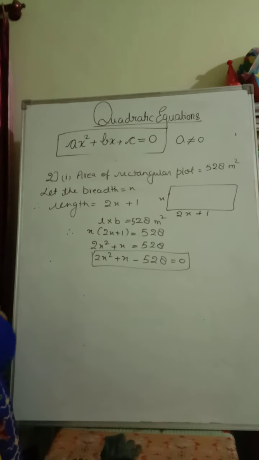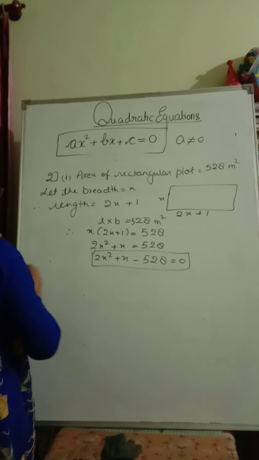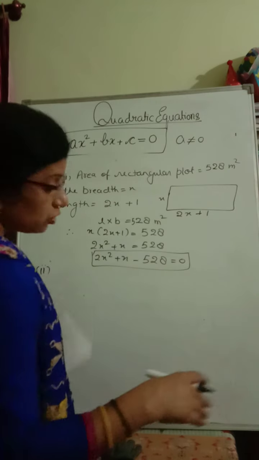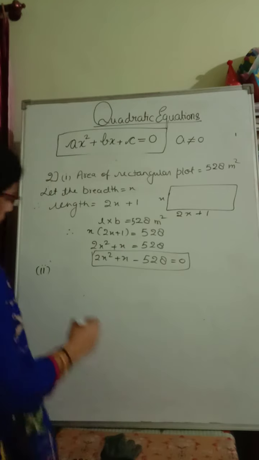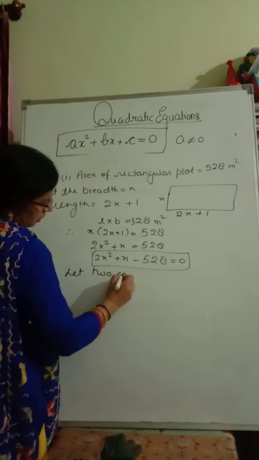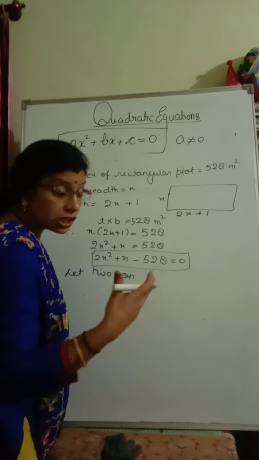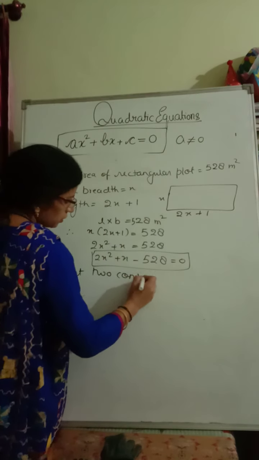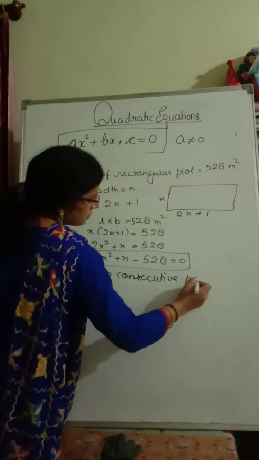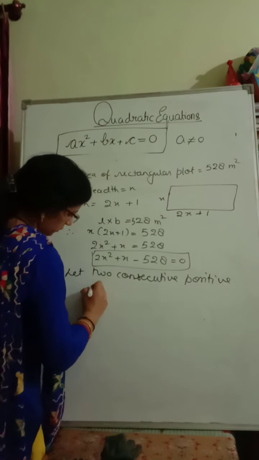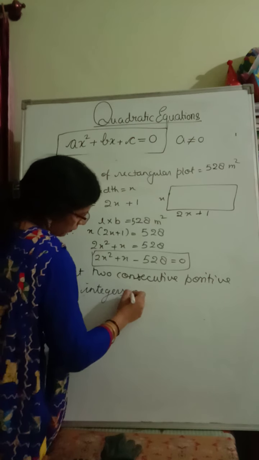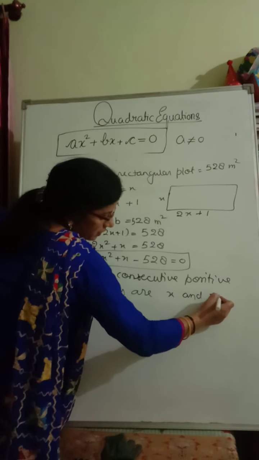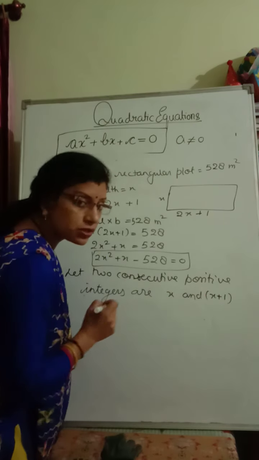Now come to second part. Second part is the product of two consecutive positive integers. First, consecutive positive integers we can find. Consecutive means one after another, in continuation. Like 2 and then 3, 2 and 3 are this. Let the two consecutive positive integers, not negative, positive integers be: if we call one x, then the other will be x plus 1, we add 1 to it. So these are the two consecutive positive integers.